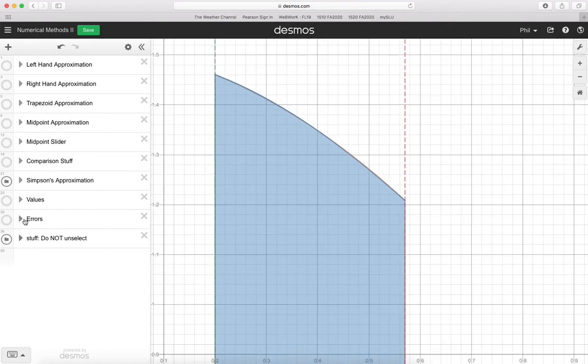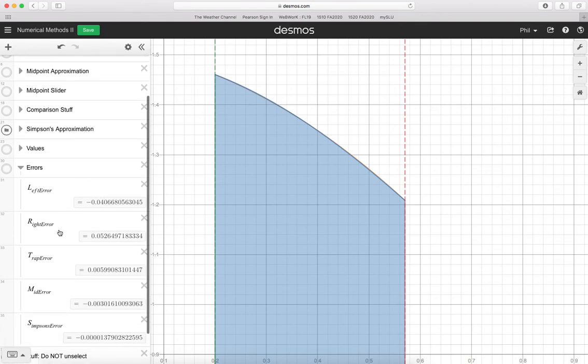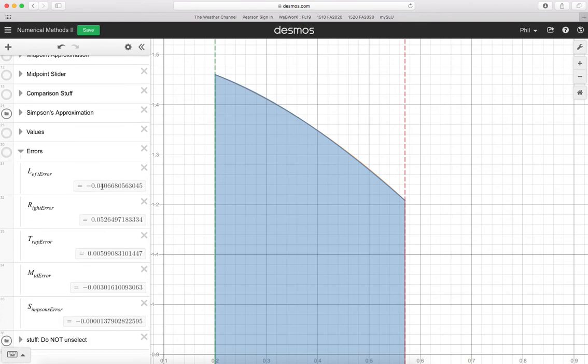And in fact, if I look at the situation here, the left had an error of negative 0.04, right 0.05. Trapezoid is, again, about 10 times as good, as is the midpoint error. But notice, again, the trapezoid error is about twice as big as the midpoint error. But the Simpson's error is negative 0.000013. We're talking 3 orders of magnitude better than left or the right, and 2 orders of magnitude better than trapezoid and midpoint.